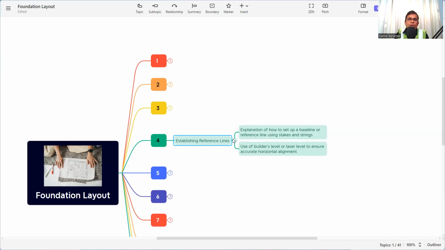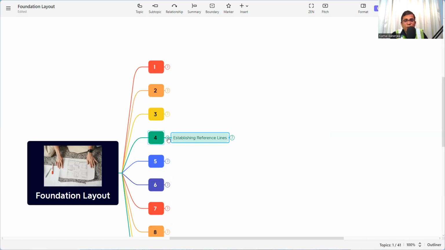If it is not in the total station, the benchmark or the permanent benchmark will be there, two or three points with the coordinates, and from that point you can transfer the reference line to be in line with the building layout, or very close to the building line. So the reference line is the first thing you need to find out at the project or the site whenever you are doing the building layout or the foundation layout.